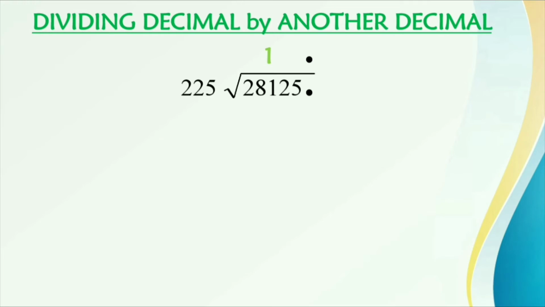And then, following the DMSBR, pagka-divide, magmumultiply tayo. 1 times 225. Okay, we have 225. And then, subtract. 281 minus 225 will give us 56. Pagka-subtract, let's bring down 2. So, 562 na. And then, divide again. Ulitin natin yung DMSBR.